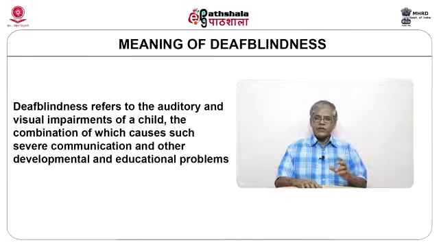Deafblindness refers to the auditory and visual impairments of a child, the combination of which causes such severe communication and other developmental and educational problems. Children with visual and multiple impairments or deafblindness have a combination of disabilities which are expected to continue indefinitely and which impair performance in two or more of the areas such as altered development, communication, ability to move around, cognition, self-care, social and emotional development.